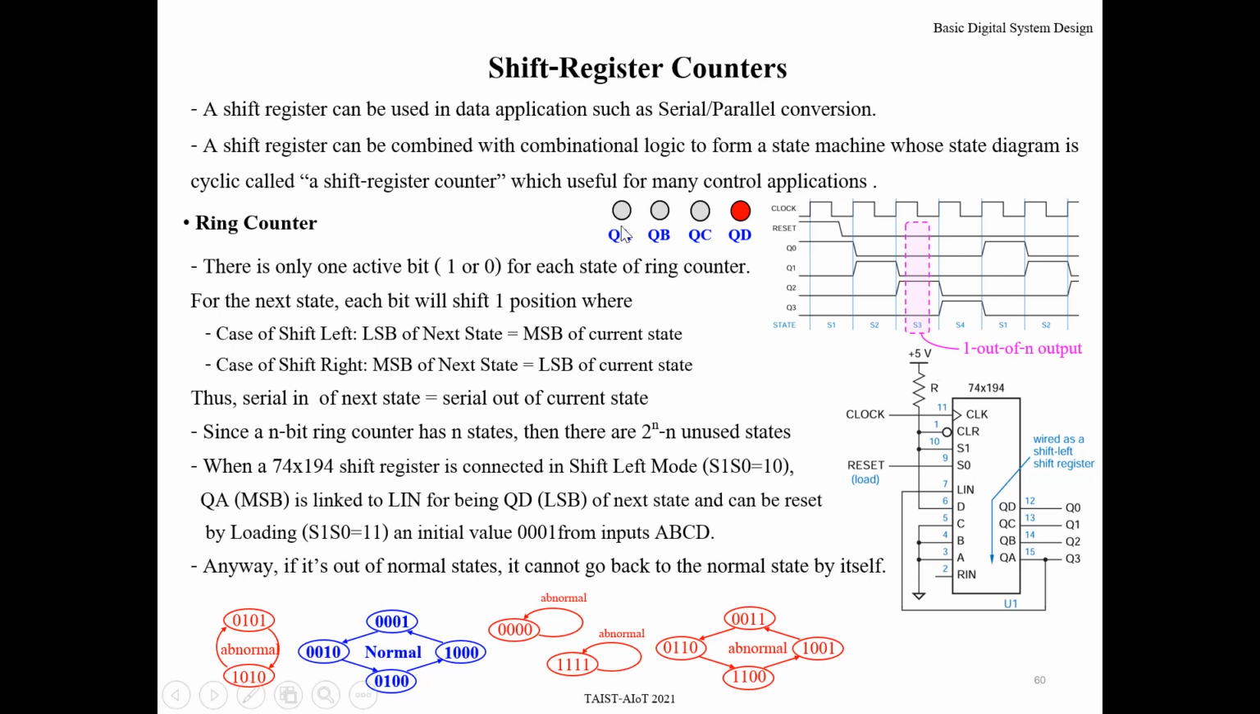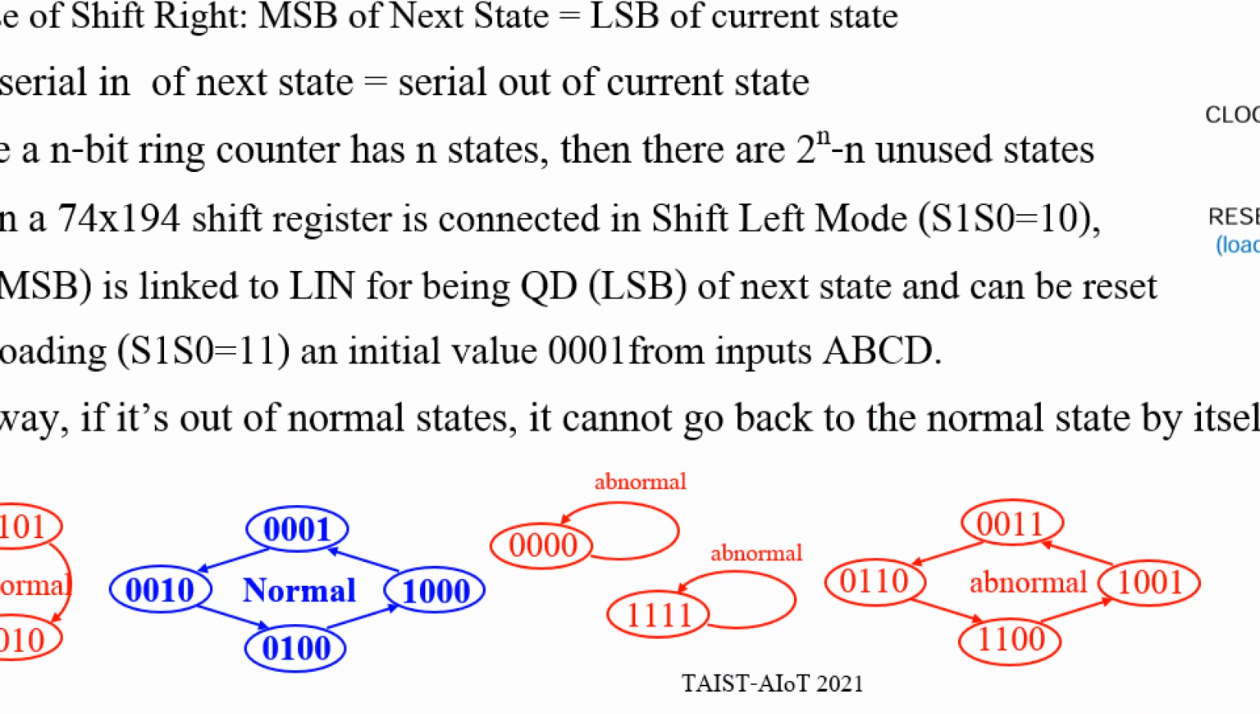We show you the result of a 4-bit ring counter. It may start from 0, 0, 0, 1. When the clock ticks, it changes to 0, 0, 1, 0. When the clock ticks, it changes to 0, 1, 0, 0. When the clock ticks, it changes to 1, 0, 0, 0, and then repeats. This is the ring counter. If you write the state diagram, it's something like this.